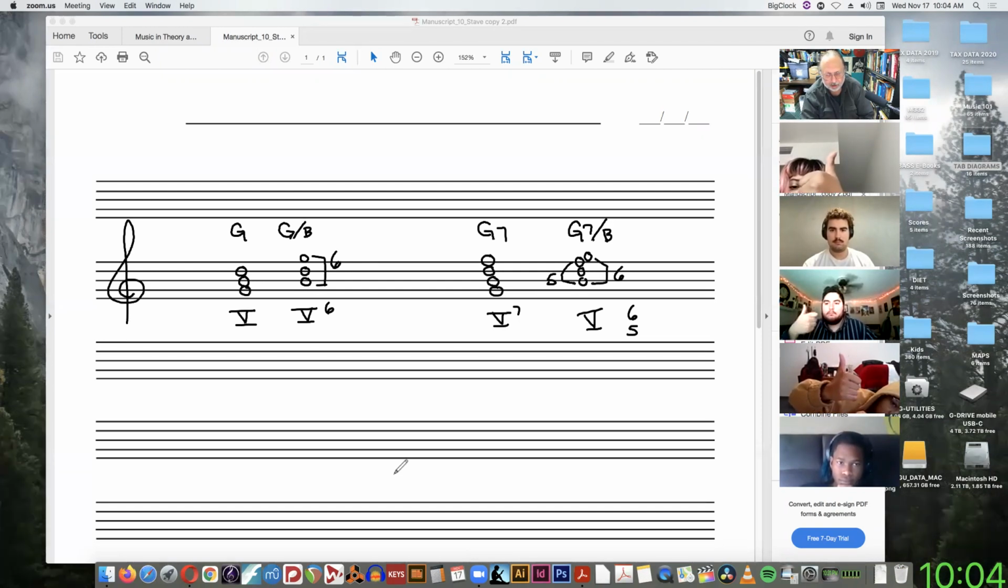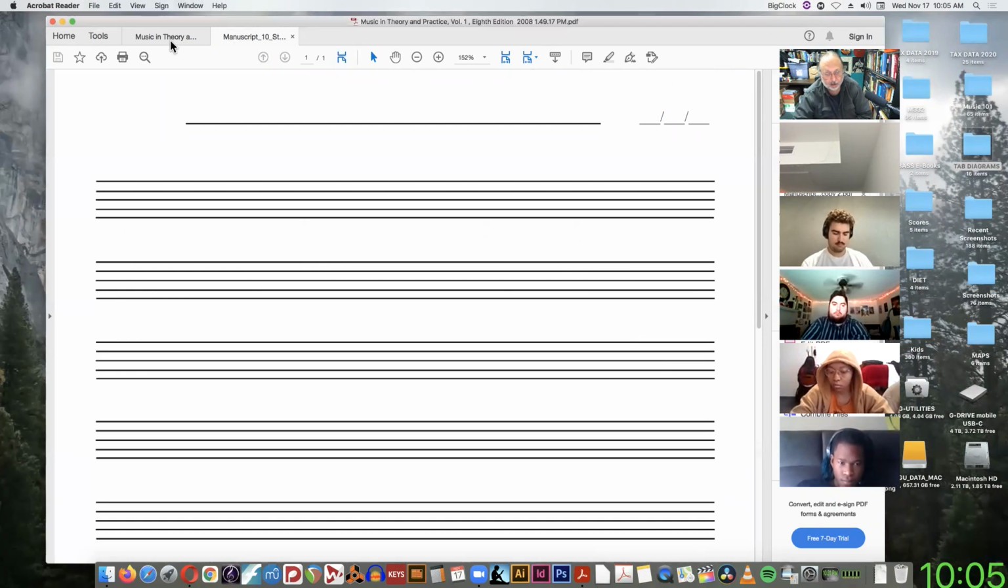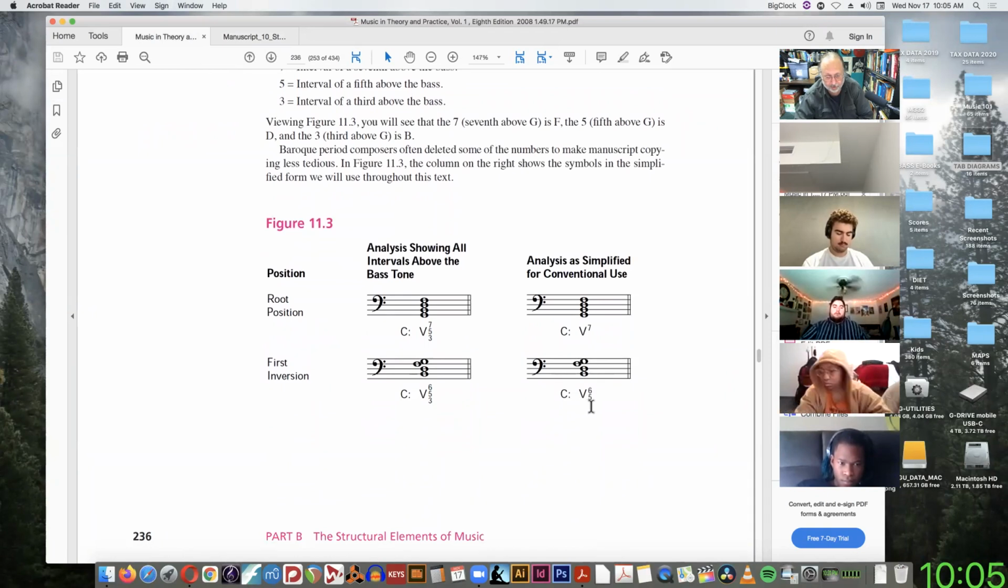Everybody's good? Okay. So the 6-5 means first inversion dominant chord. You can write 6-5. Some people prefer the full 5-7-6-5. There are so many different ways of writing it, but the main idea is that people have tried to eliminate extra notation where they can. So if we have the first inversion, now we've got this 6-5. We're not going to put the 3 in there. Nobody ever does the 3, do they?